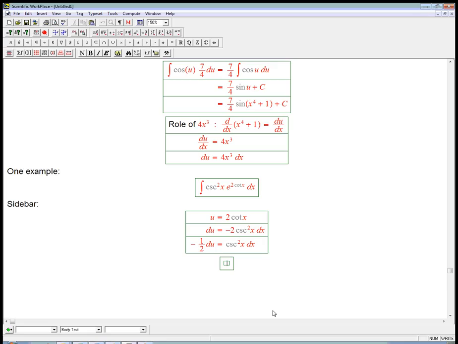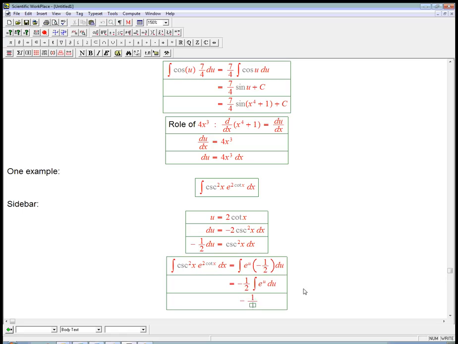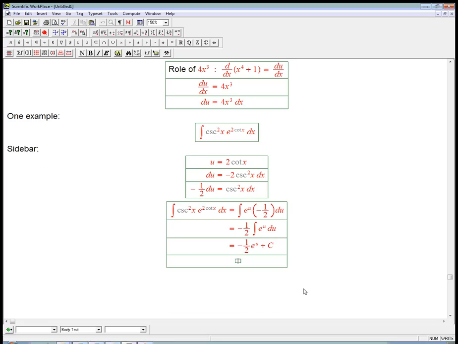And so now this integral is just going to be the integral of e to the u, which is certainly easy, times a minus 1/2 times du. And I can just take that minus 1/2 out. It's a constant. Just e to the u du. And that is easy. Minus 1/2 e to the u, that doesn't change, plus c.